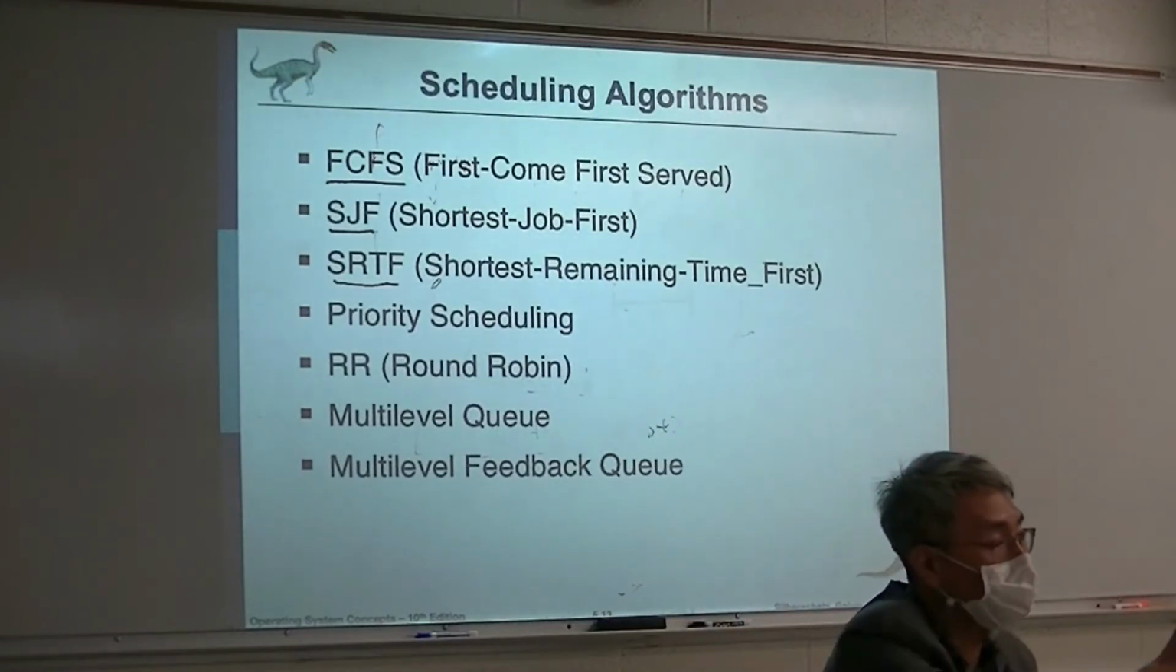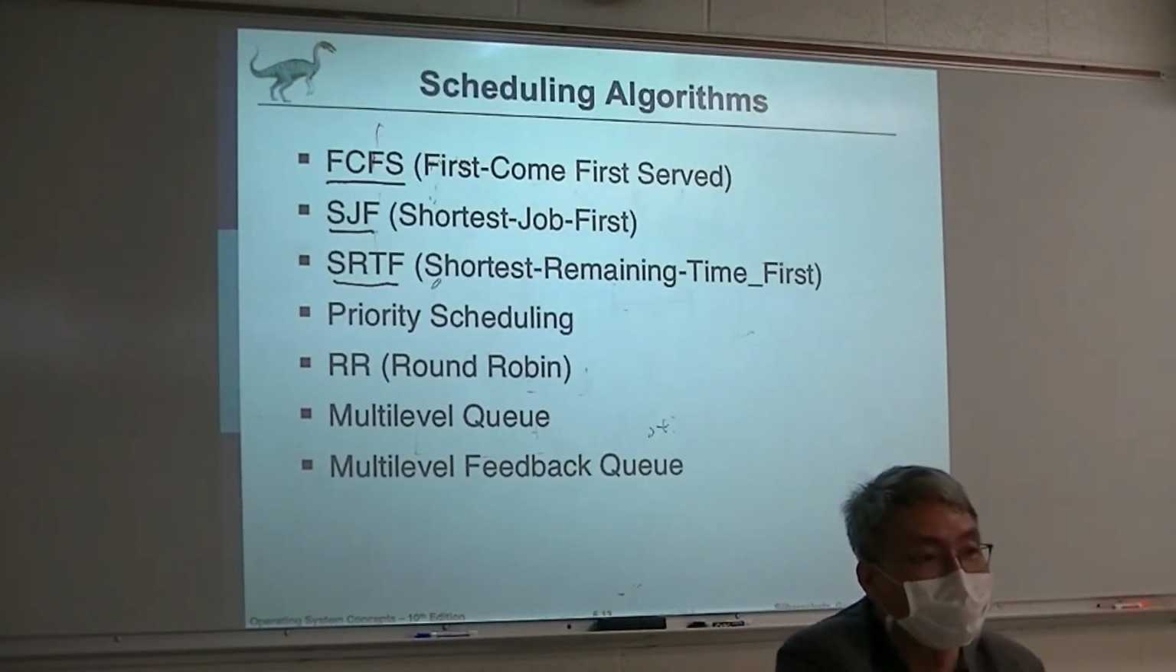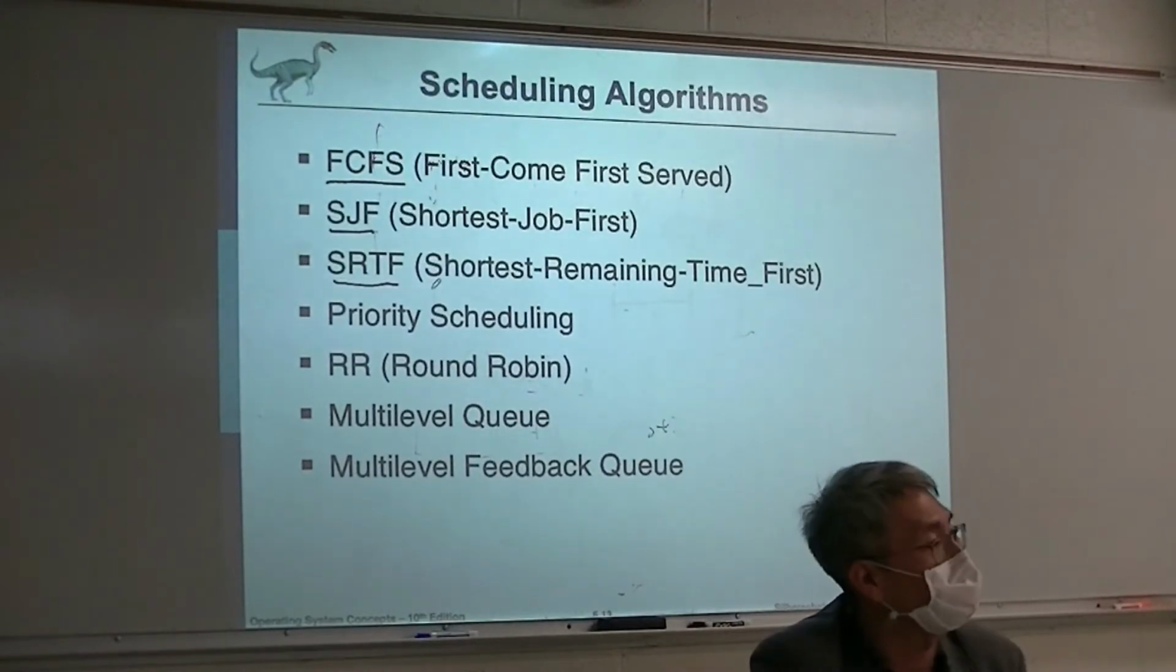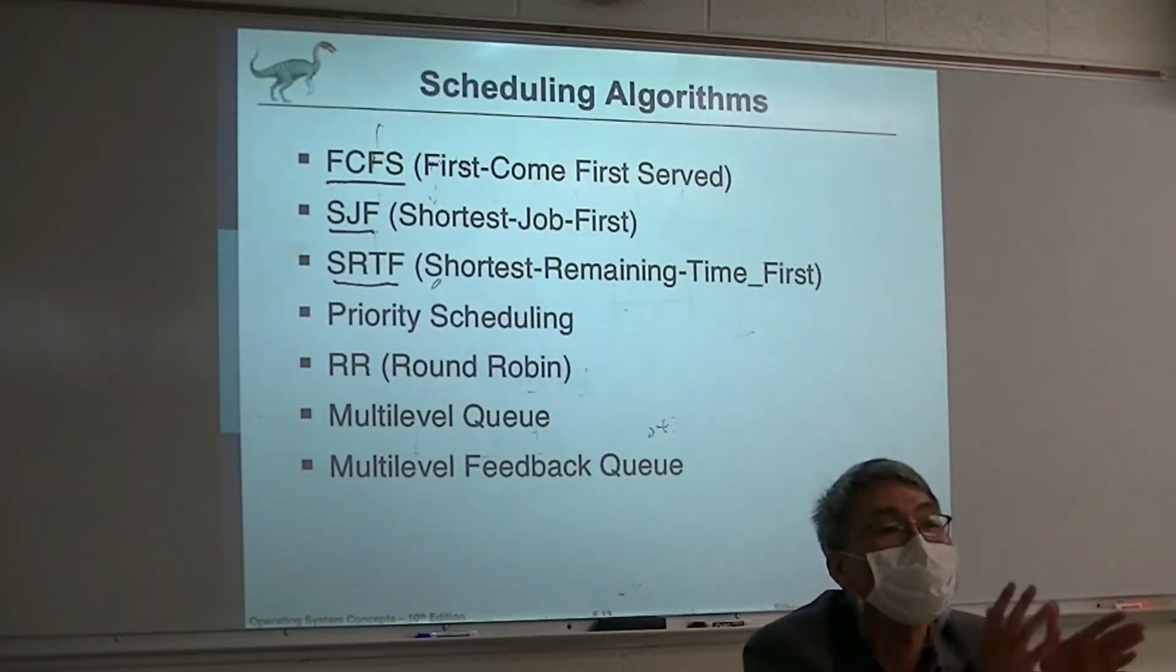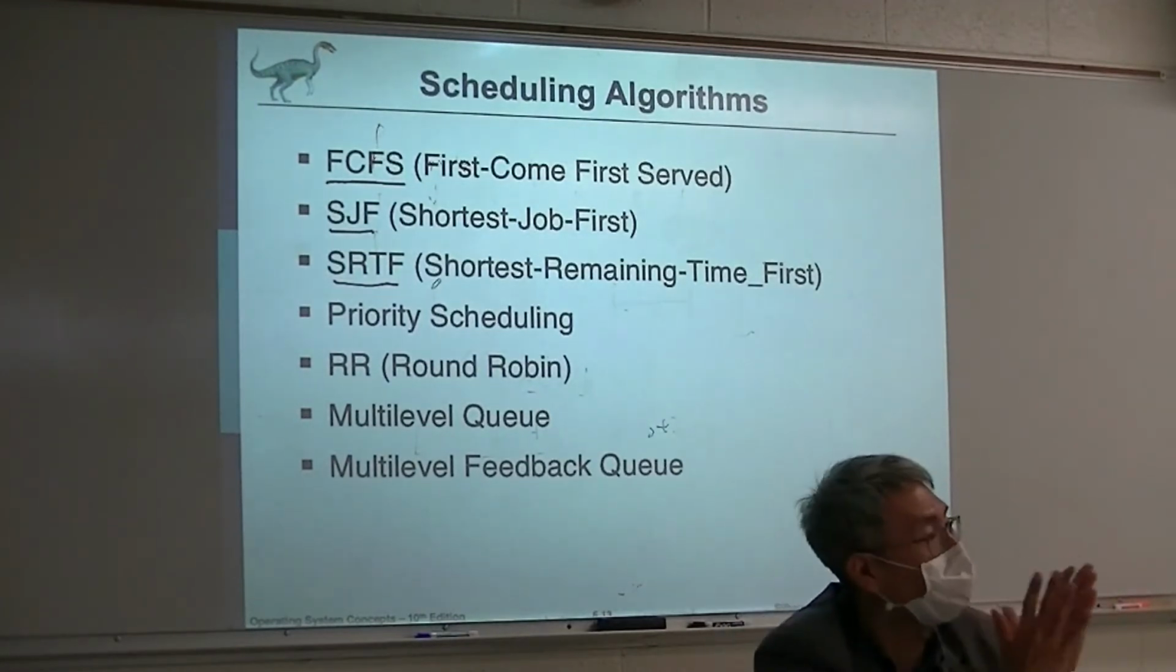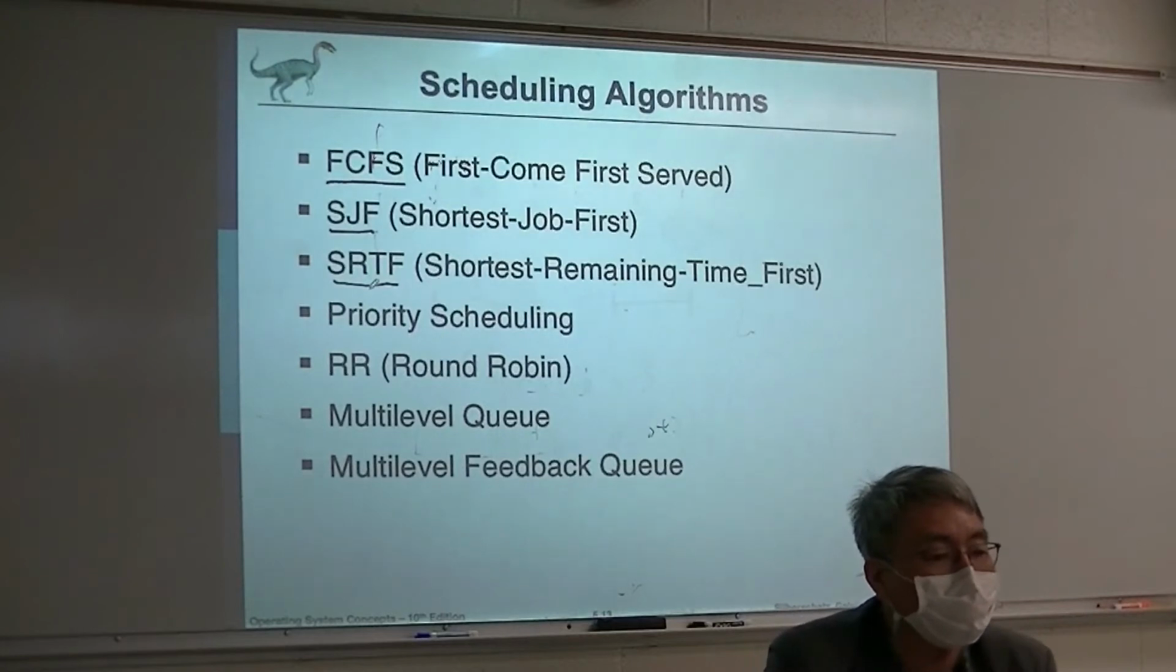So I met you, but you need 16 minutes. 16 minutes, but you have already done 15 minutes. Remaining time is 1 minute. So I can give the priority. Remaining job, remaining time first. So that is the shortest remaining time.